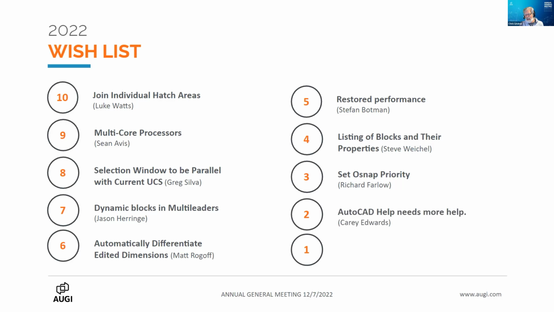Number 2, AutoCAD's help needs more help. Well, again, like the performance thing, I think that's something that Autodesk is always pursuing, is getting that help documentation. They've definitely made strides over the years. So hopefully that will continue.